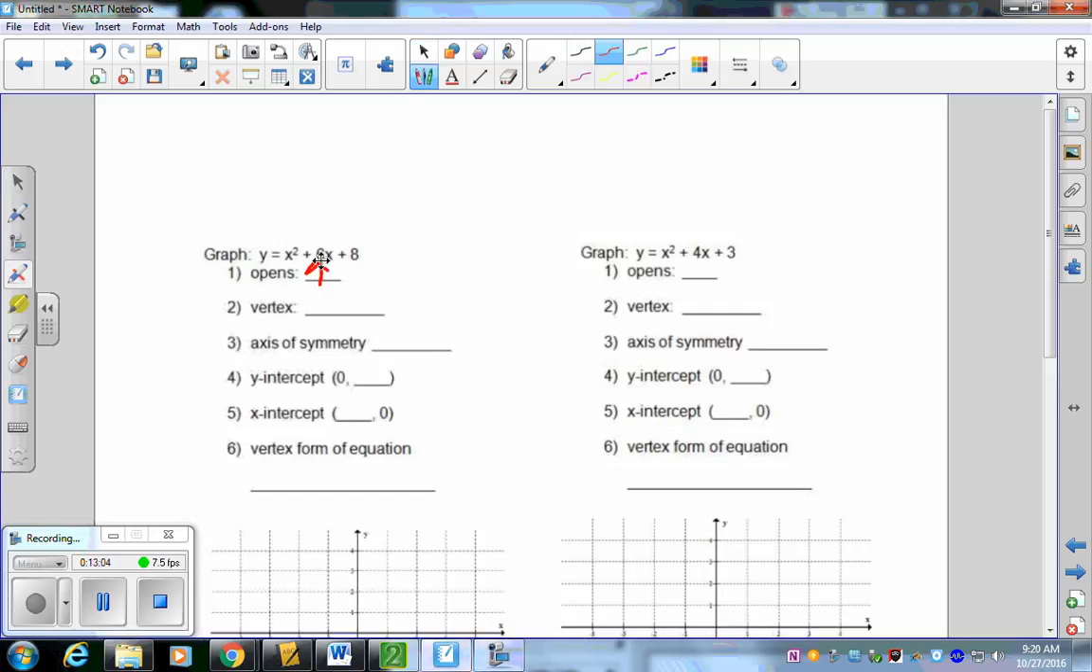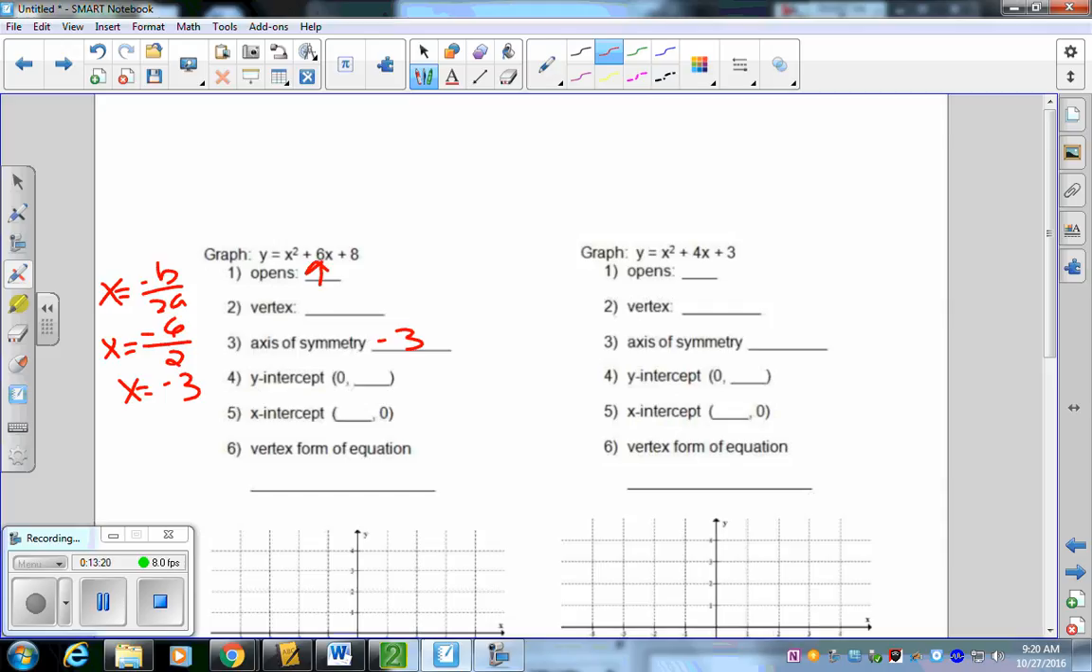Our vertex is on the axis of symmetry. We have x equals negative b over 2a. Our b value is 6, so x equals negative 6 over 2 times 1, which is 2. So x equals negative 3. That is our axis of symmetry. Our vertex is at negative 3.